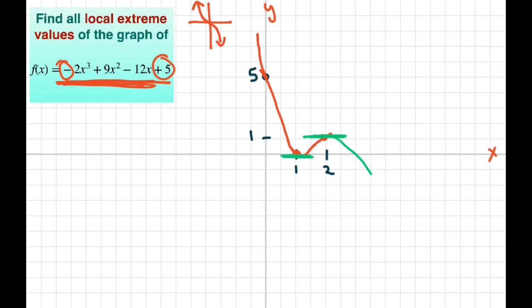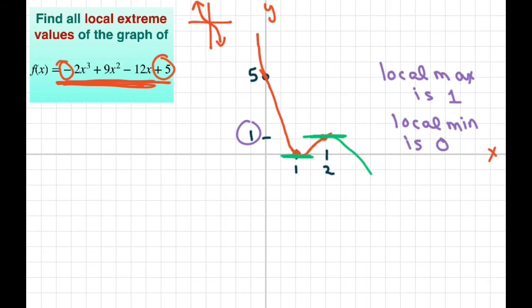So you would write that your local max value is 1, and your local min value is 0. And this is at x equals 2, and this one is at x equals 1. But this is where your values are.